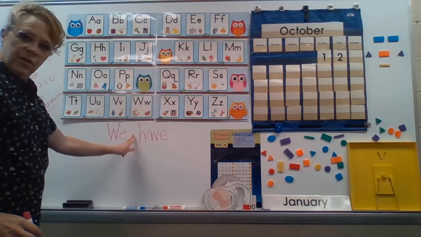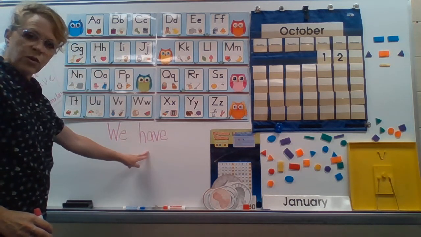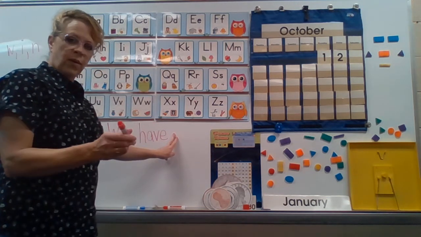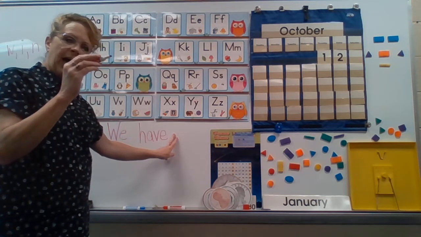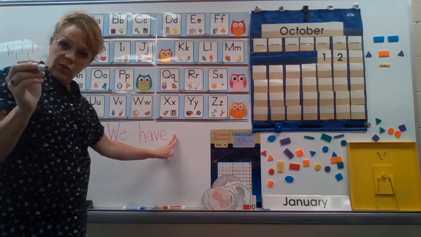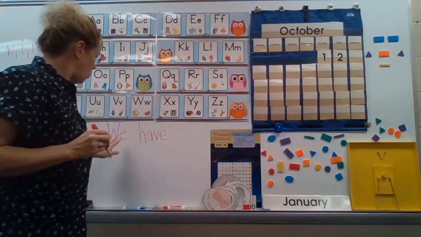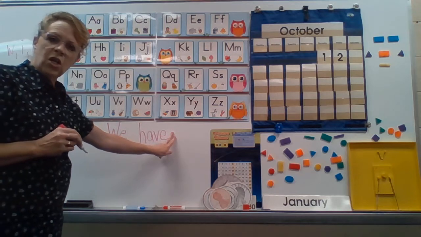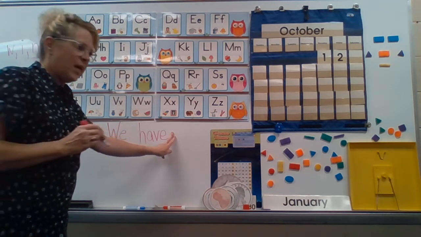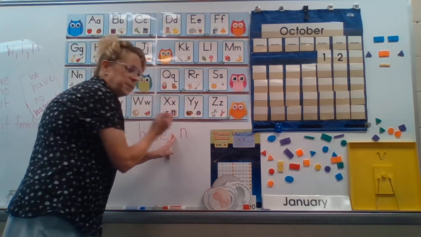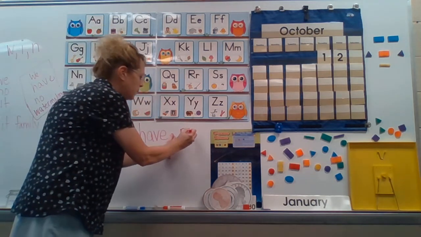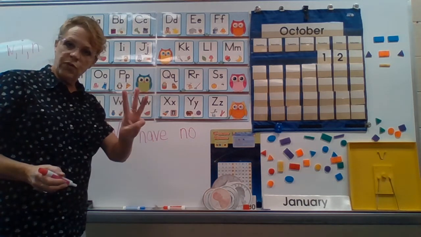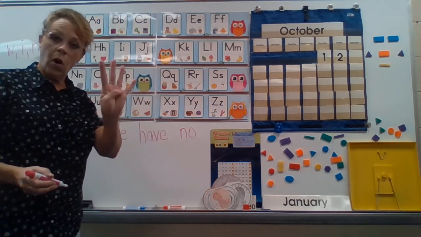Now I left a nice 2-finger space in between we and have because those are 2 separate words, right? And then I'm going to leave another nice space before I write the next word. We have, I'm going to use another sight word, no, all right? We have no, I'll put my fingers down. What does no start with? N. What's the second letter? O. All right, we have no. I've got 3 words for my sentence. I need 1 more, and that's watermelon.